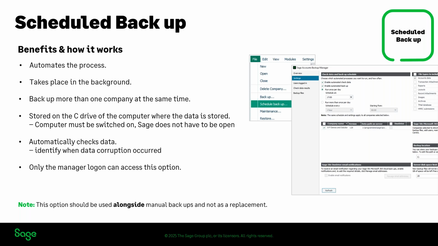It's stored on the C drive of the computer where the data is stored. So if you just work off one machine, it'll be the C drive of that one machine. If your data is held over a server, then that's where your data is held. Then it may be the C drive of that server machine. Now the computer must be switched on, but Sage does not have to be open.